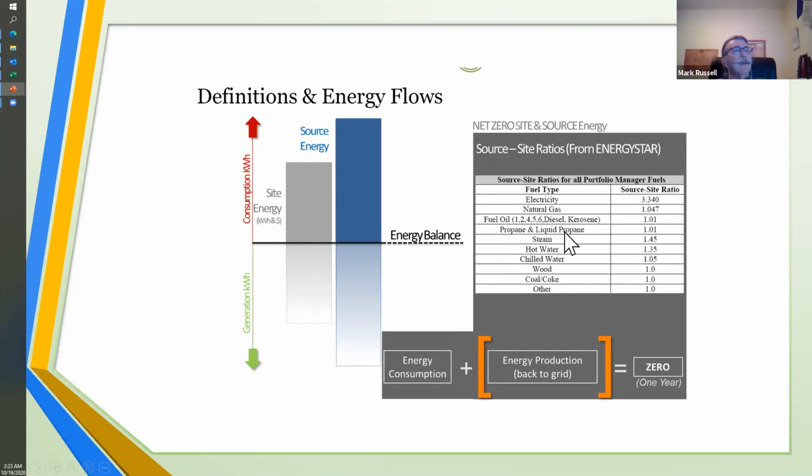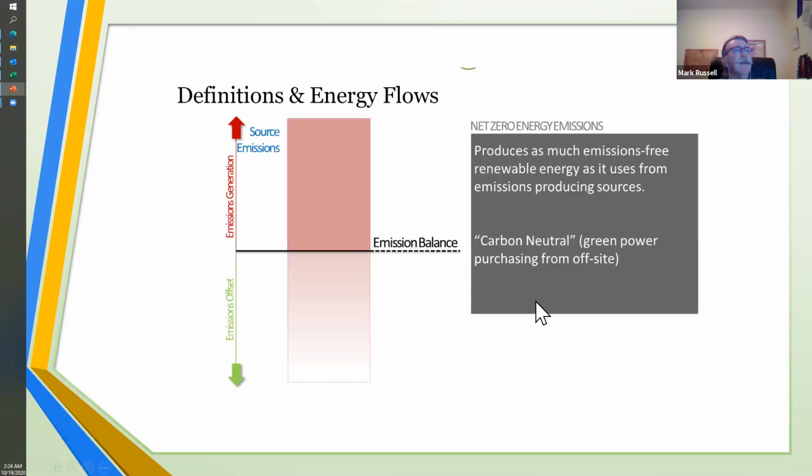All right, just some examples, depending upon your particular fuel that you use, of the source to site ratio, relative to the proportion of how much you lose along the transmission line. So electricity is pretty high, coal and wood really low. So selecting more efficient electric transmission modes is a lot more effective. That's the intent with that.